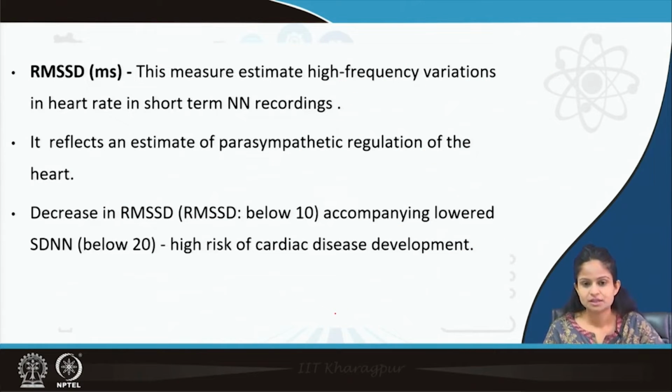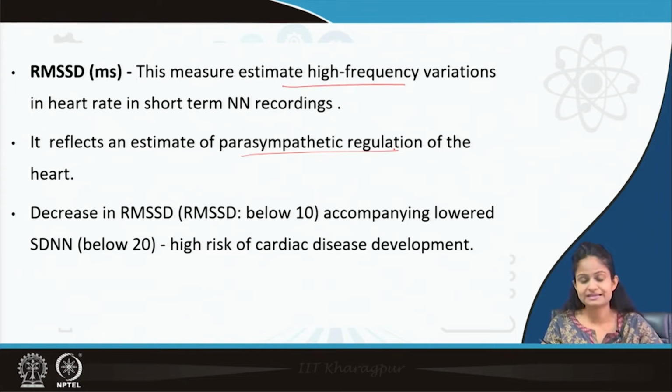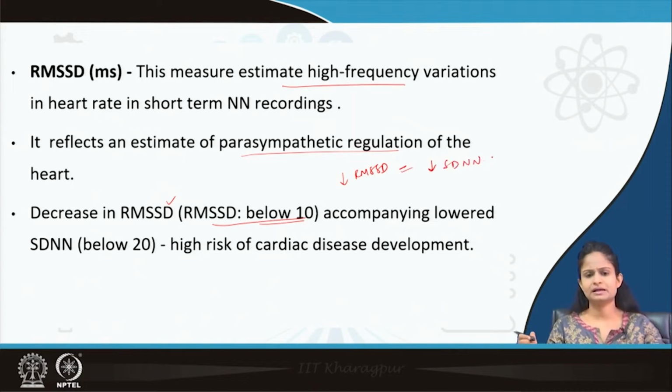Now, next we have the RMSSD. So, RMSSD measures the estimate of high frequency variations in the short term HRV and it reflects an estimate of vagally mediated regulations or parasympathetic regulations on the heart. So, whenever there is decrease in the RMSSD, which means the value is below 10 milliseconds, there has to be decrease in SDNN value also. Generally the decrease in RMSSD is usually accompanied with decrease in the values of SDNN.